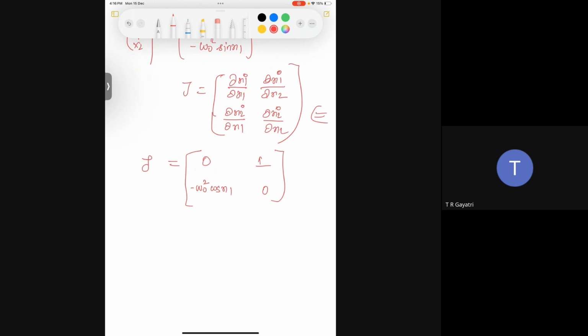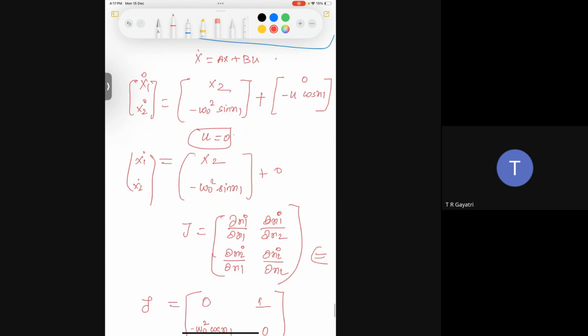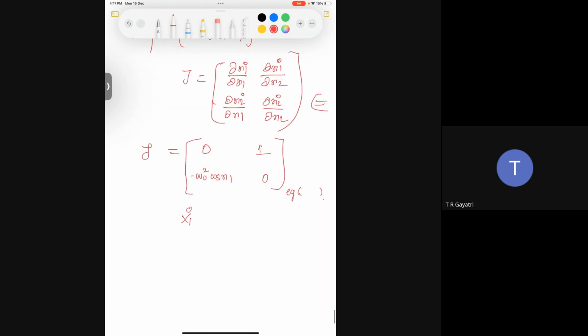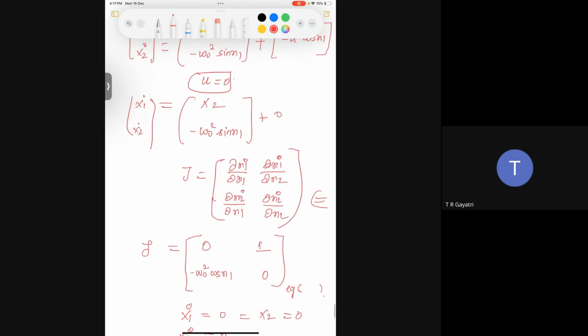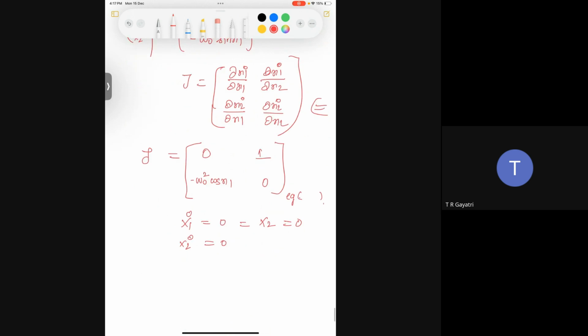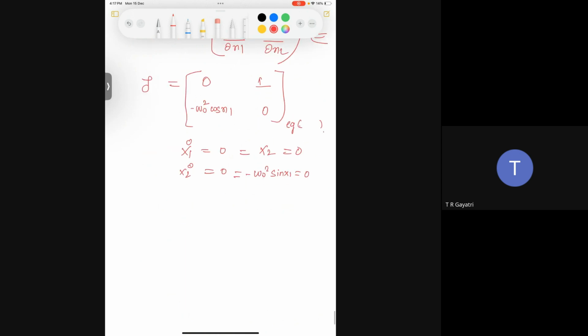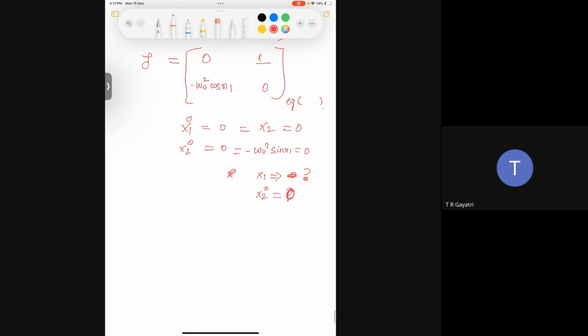The important point is we forgot to find the equilibrium point. Only then can we linearize this system. How do you find the equilibrium point? You equate x1 dot equal to 0 and x2 dot equal to 0. So x1 dot is x2, which is straight away equal to 0. x2 dot is minus omega square sine x1 equal to 0. So for what values of x1 will x2 dot be equal to 0? That's what we are going to find.